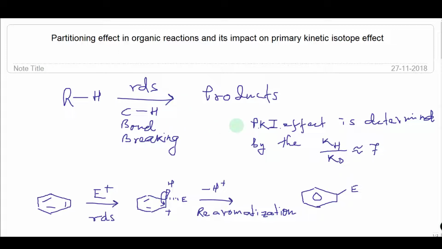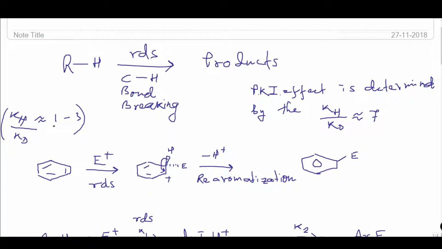And we all know that the primary kinetic isotope effect is observed by observing the value of the kH by kD ratio, which is almost equal to 7, more or less 7. But sometimes the kH by kD ratio in certain reactions was found to be between 1 to 3. And in those reactions, the rate-determining step does not involve any CH bond breaking. So what is the cause for this slight increase in the kH by kD ratio?